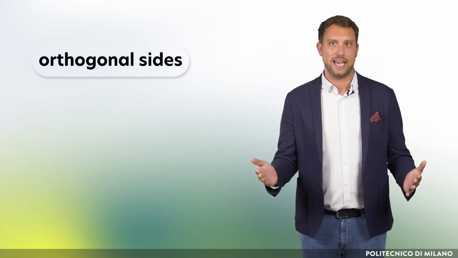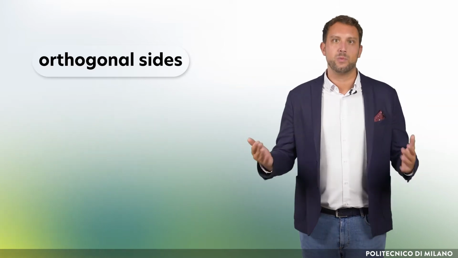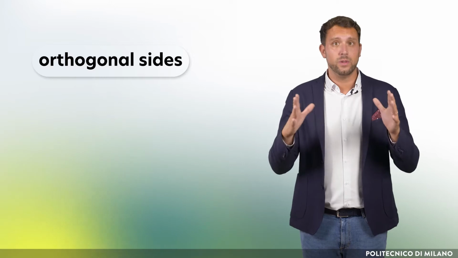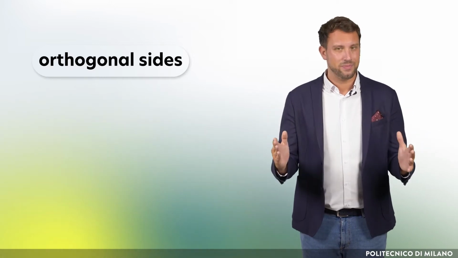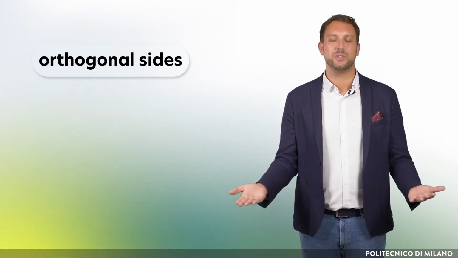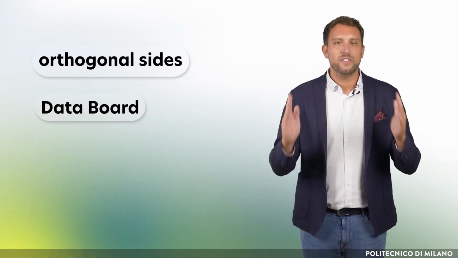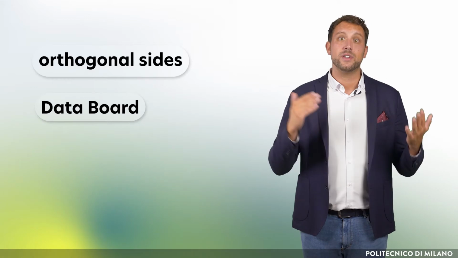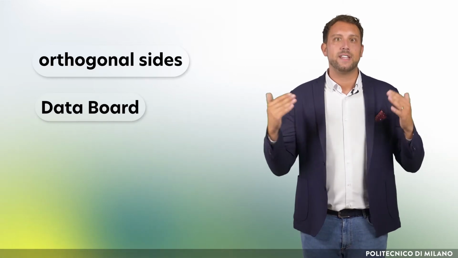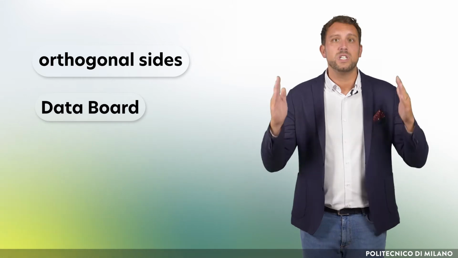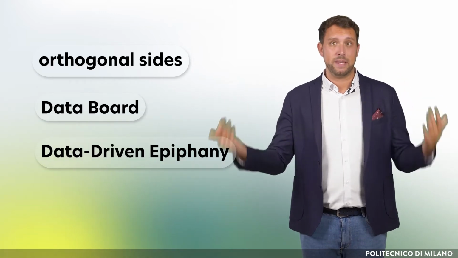In the presentation of this process in the second MOOC, we referred to the possibility of creating platforms that also had orthogonal sides, as in all the examples we have seen in this course. But we did not introduce a useful tool to identify them, and it is now time to introduce it. I'm talking about the data board. We've talked about it. Identifying the orthogonal side, in many of the cases we've seen, is the result of a random process, which we've called data-driven epiphany.